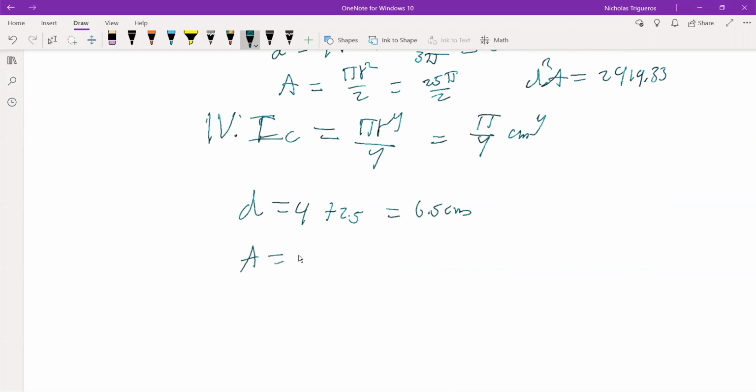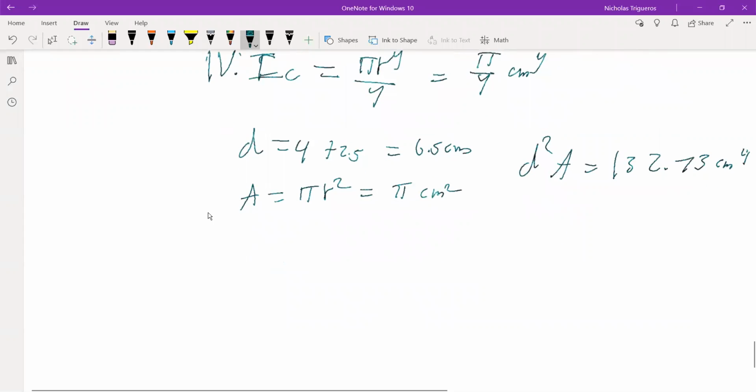A is pi r squared, which is just going to be pi then. So D squared A is going to be, take this together, 132.73. That doesn't look like that. Oh, if it's 6.25 squared, right? Yep. That's just 39. Cool. 39 times pi. Yeah, there's a pi there.